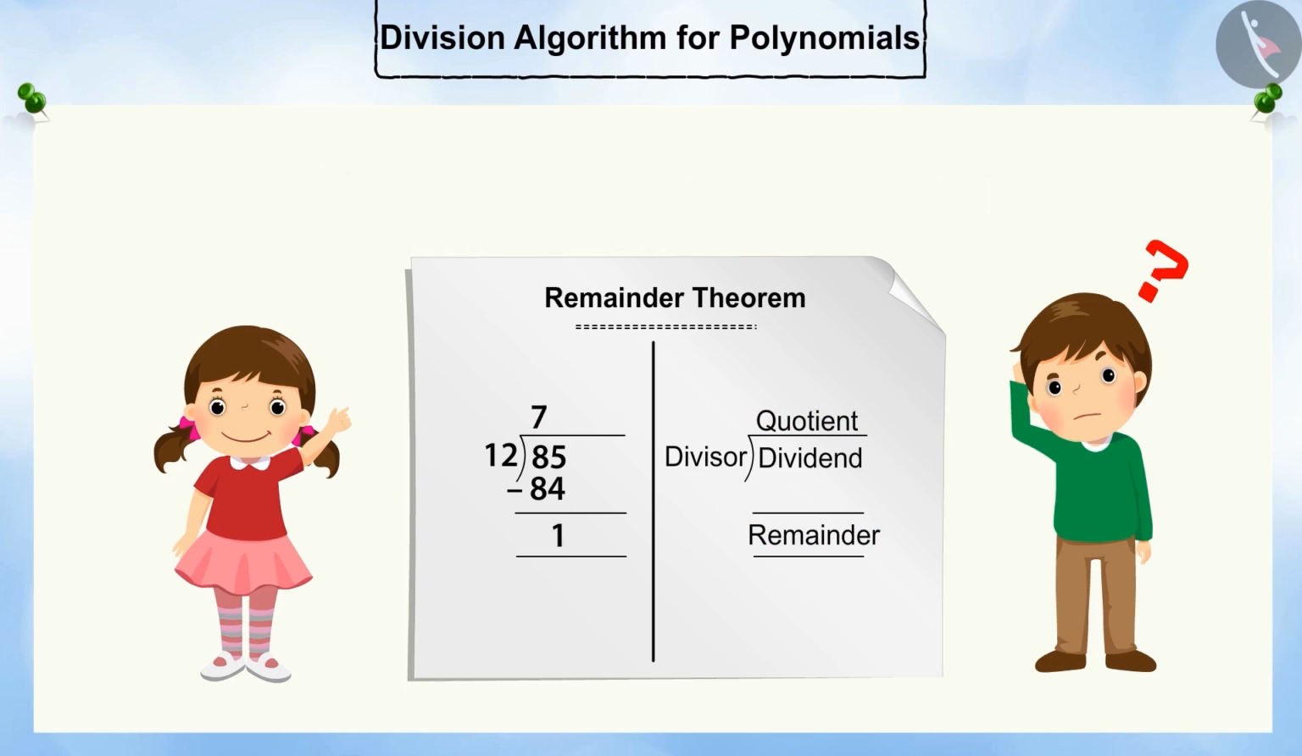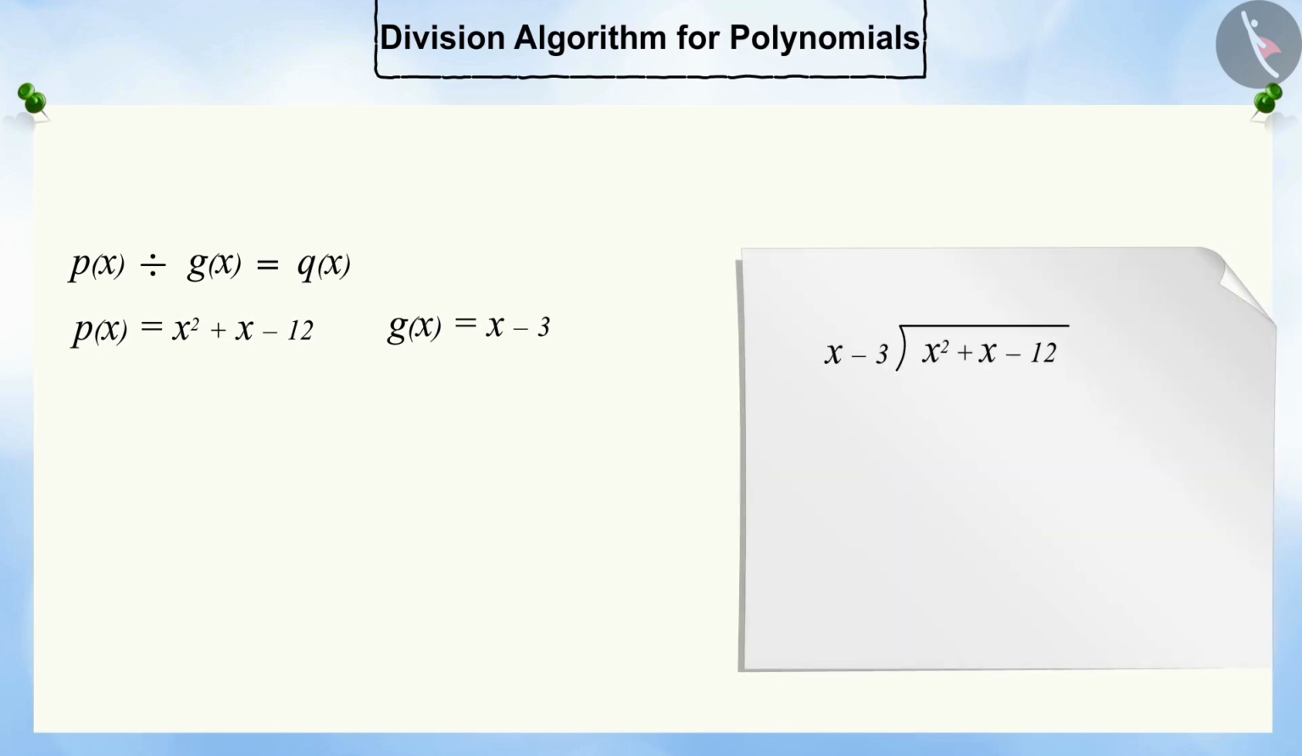Now, let me show you the division process in polynomials. If we divide a polynomial p(x) by another polynomial g(x), we get a polynomial, say, q(x). So, let's now look at the method of dividing a polynomial by another polynomial. First of all, make sure whether the divisor and the dividend are written in standard form, that is, in the decreasing order of powers of the term.